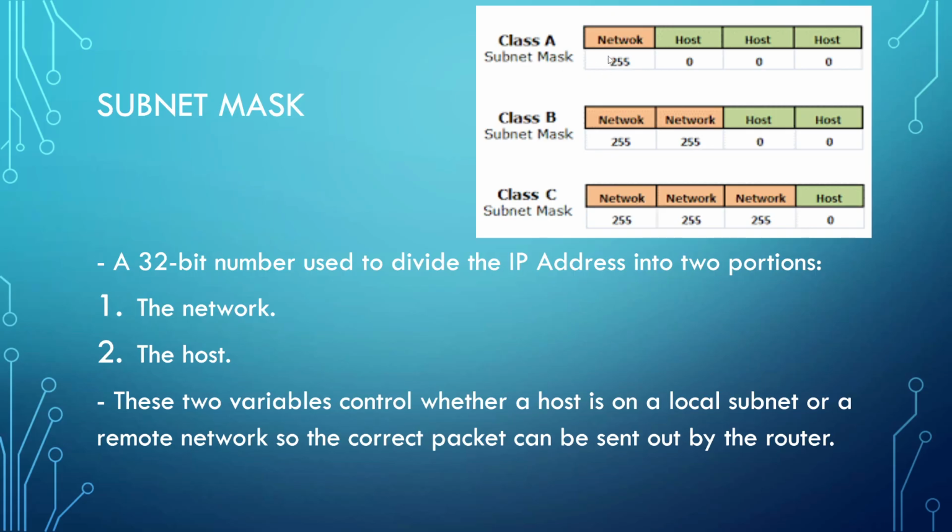Class A, you'll see here, there's 8 network bits, which means there's 24 host bits, giving a total of 32 bits. Class B contains 16 network bits and 16 host bits. Class C, which is what we'll be working with today, contains 24 network bits and 8 host bits.